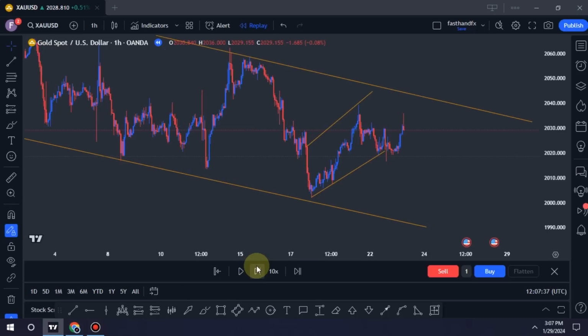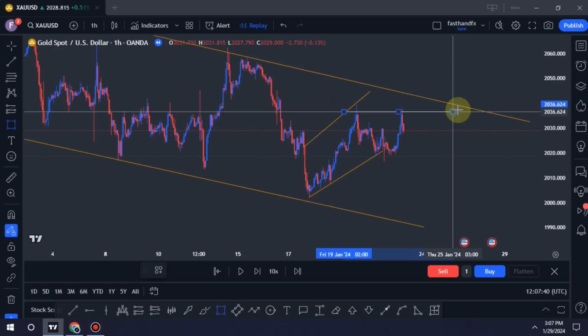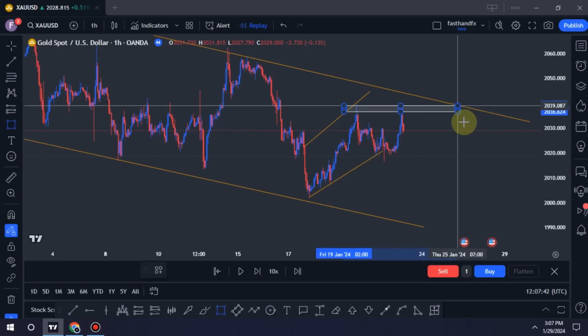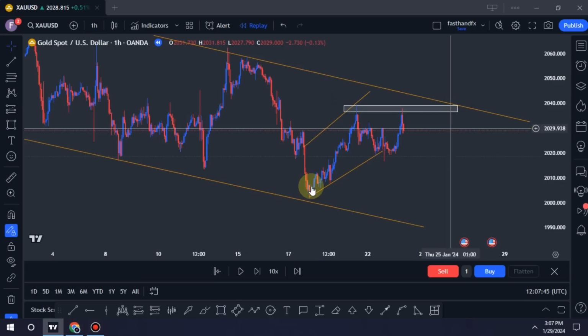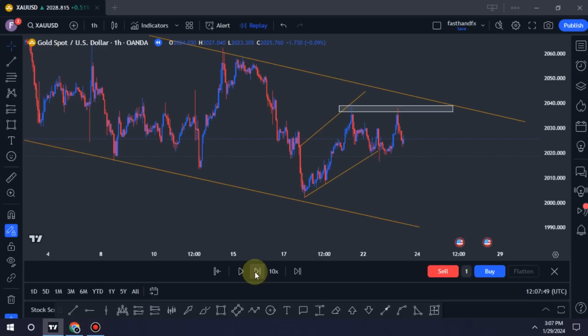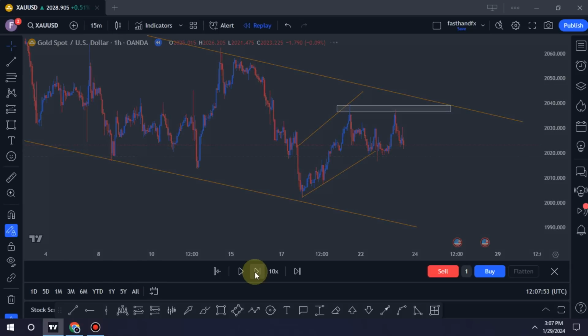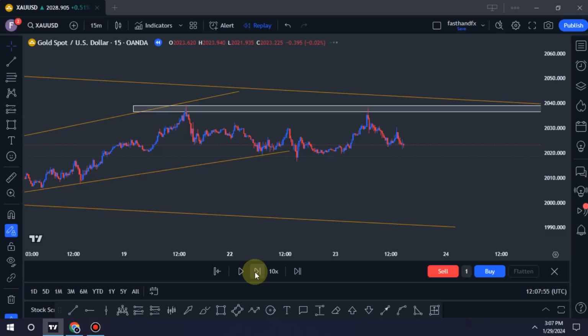So I waited for the market to do its thing, and then I identified, okay, there was this level right here that price was kind of playing around, and I said, okay, that's a good zone for me to watch out. And also it gave me confidence that we needed to go down. So my sell position or my sell bias was still valid. So gold did its thing.